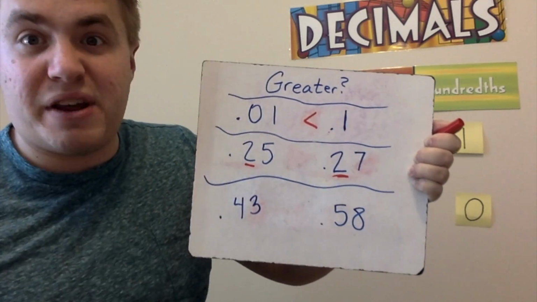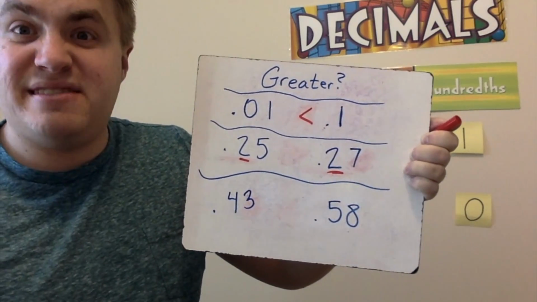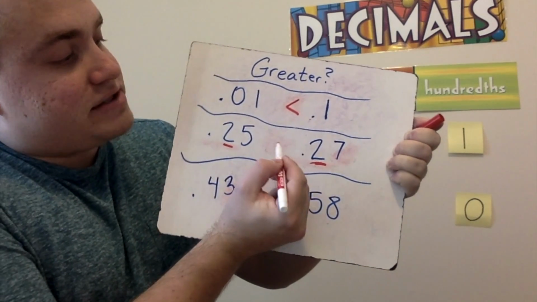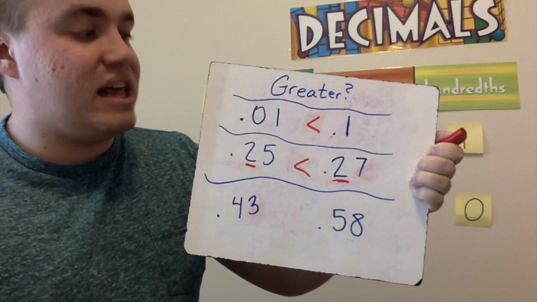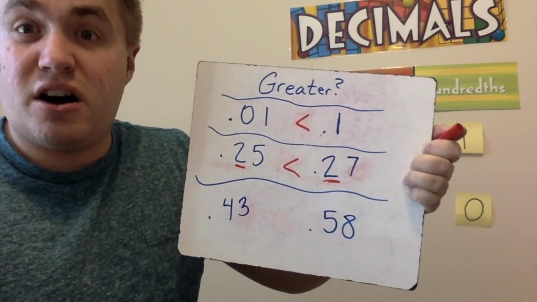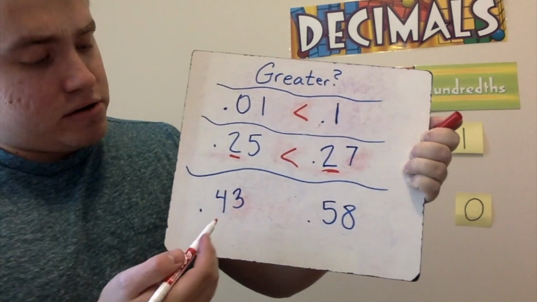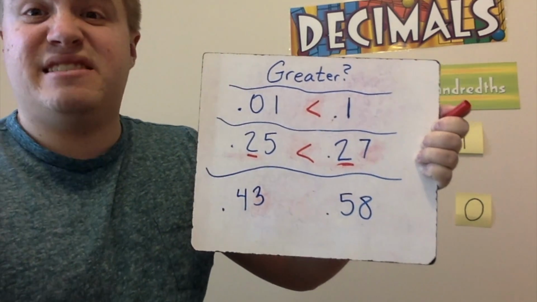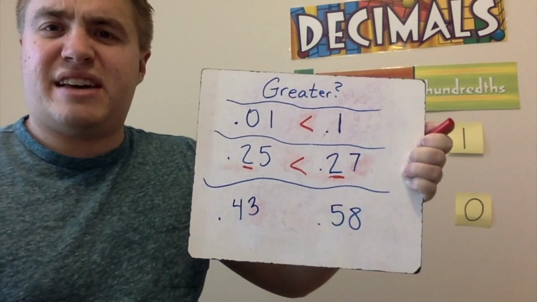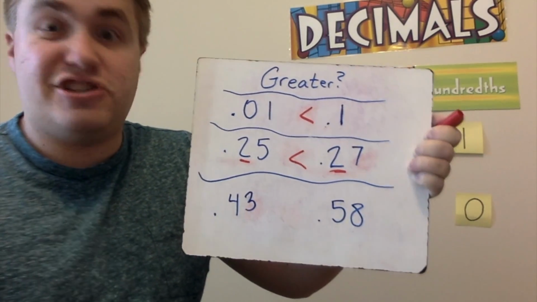This would be kind of like 25 cents compared to 27 cents. And because of that, I am going to say that 0.25, 25 hundredths, is less than 27 hundredths. All right? And our last one down here is 43 hundredths compared to 58 hundredths. Right? Let's look at this one with both of our strategies here.